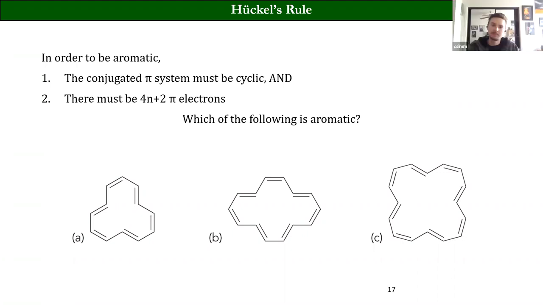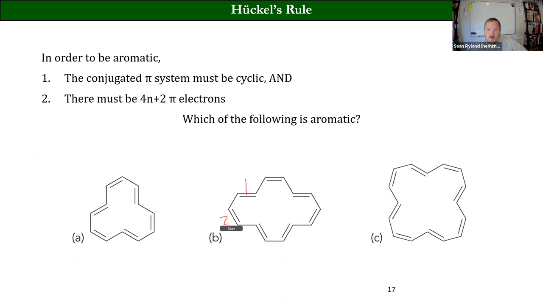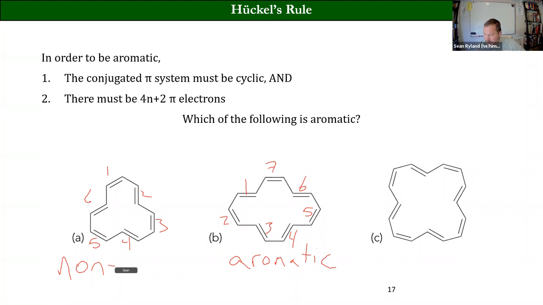All right, so for these systems here, which of them is going to be aromatic? I think B. Let's see, one, they're all ring structures. They're all conjugated pi, where you don't have any sp3 carbons in the ring getting in the way. So it's just a matter of counting. 4, 5, 6, 7. So aromatic. One, two, three, four, five, six. Even number. Non or anti-aromatic. And we get an even number again. So C doesn't work either.